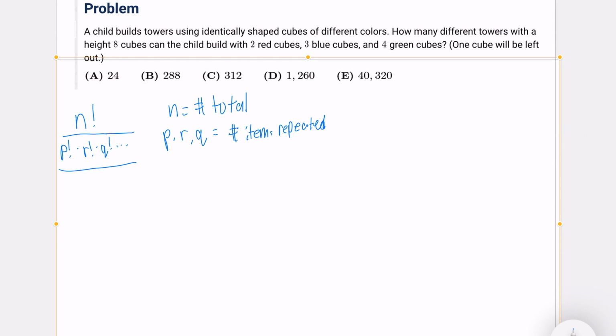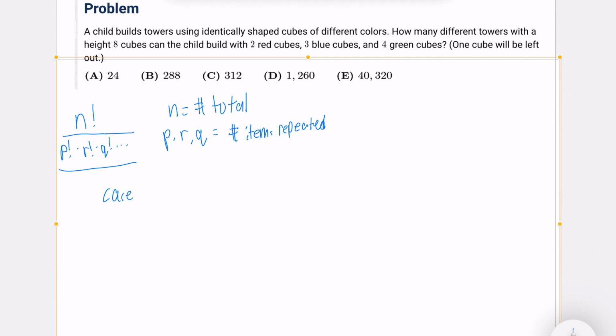Looking back at the problem, it says we have 2 red cubes, 3 blue cubes, and 4 green cubes. So adding them together, we have 9 cubes in all, but the question only asks how many different towers with a height of 8 cubes. So that tells us that we have to exclude 1 cube. In order to get all of the possible cases, we can exclude 1 cube from each color. So now we can divide the problem into 3 cases, each representing 1 cube to be excluded.